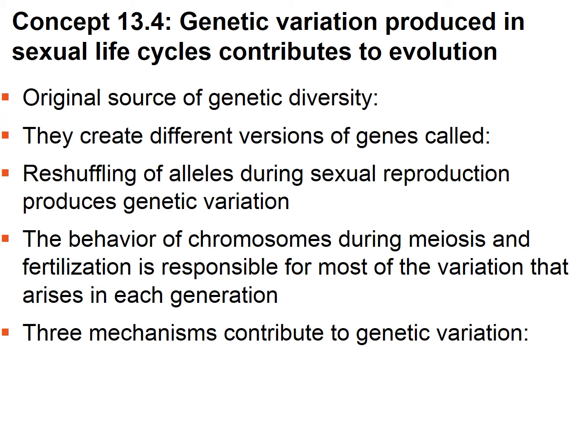The reshuffling of alleles during sexual reproduction produces genetic variation. The behavior of chromosomes during meiosis and fertilization is responsible for most of the variation that arises in each generation. There are three mechanisms that we're going to look at briefly that contribute to genetic variation. And these we've talked about already a little bit: the independent assortment of chromosomes, crossing over, and random fertilization.